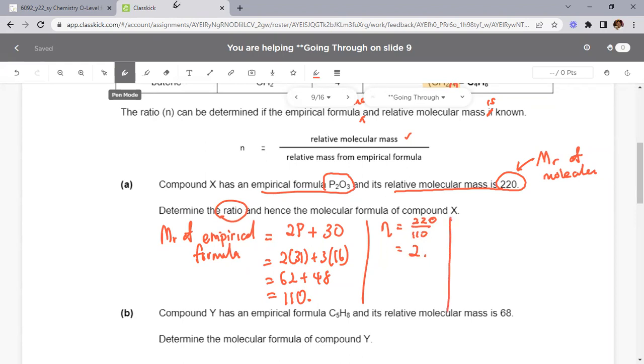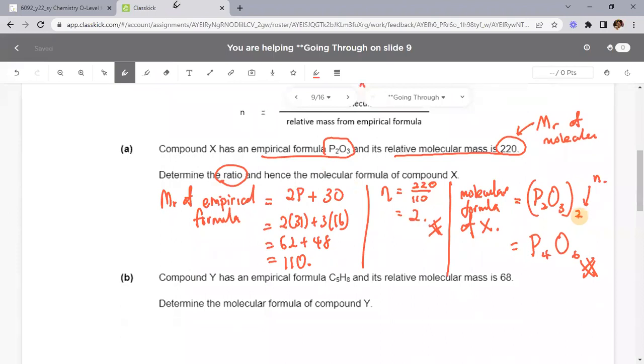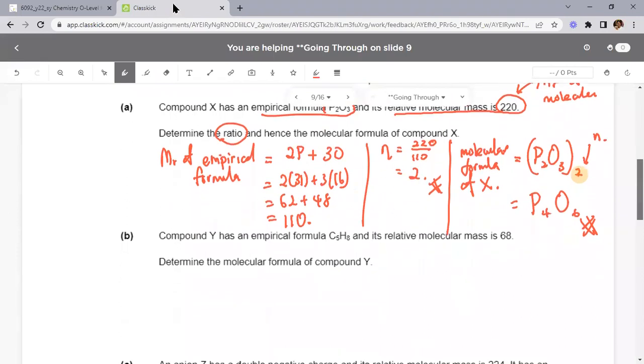Then the last step, to find the molecular formula. Therefore, the molecular formula is equal to P2O3 times 2. You can see how I go about doing this. This is my n. So my formula will be P4O6. This is the molecular formula. This is the ratio. Statements are important because they help you follow through that train of thought. So I've worked it out once.